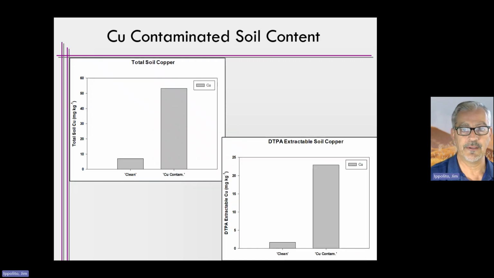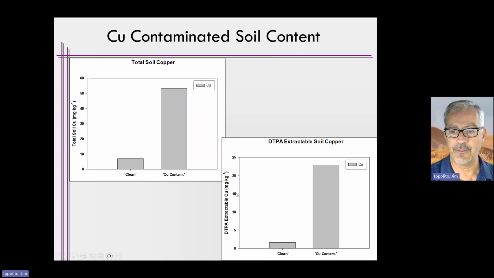We can also see this in the soil. The left-hand side graph shows you copper in quote clean soil and contaminated soil. This is total soil copper. In clean soils, total soil copper concentrations are, in this case, about 8 parts per million. And in the contaminated soil, it's up above 50. So there is an issue here, obviously.